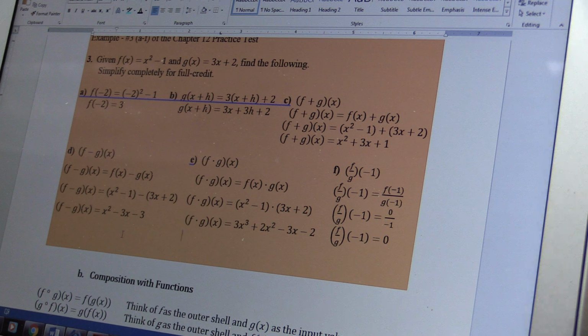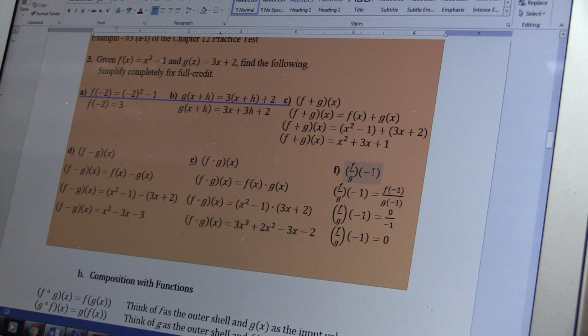And then if I look at something like E, if I have f times g, I would just multiply f of x times g of x. So you use your distributive property and combine your like terms if there are any. There aren't actually in this case, and you should end up with 3x cubed plus 2x squared minus 3x minus 2 in this example.